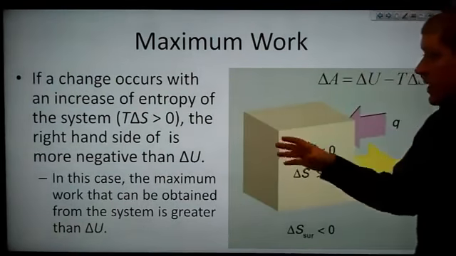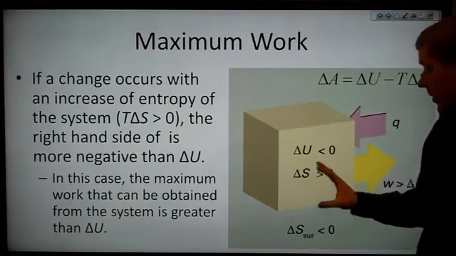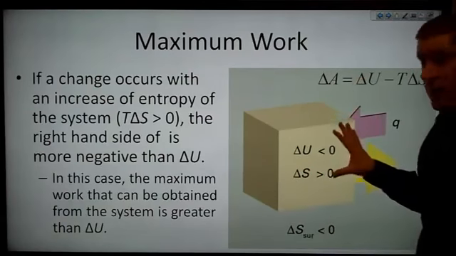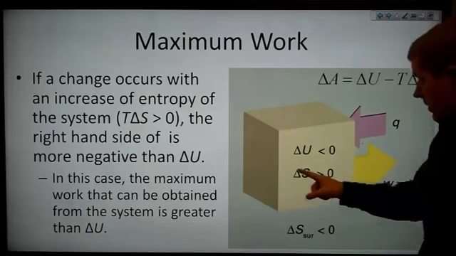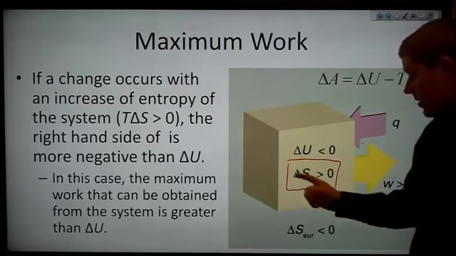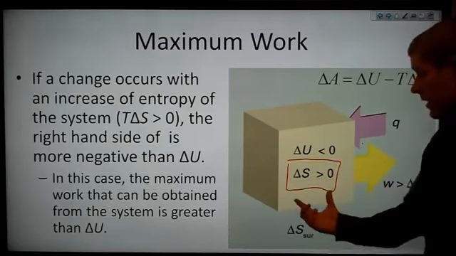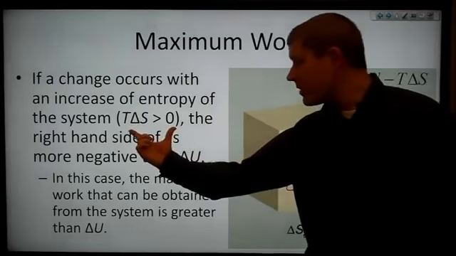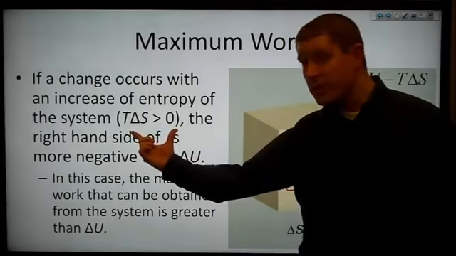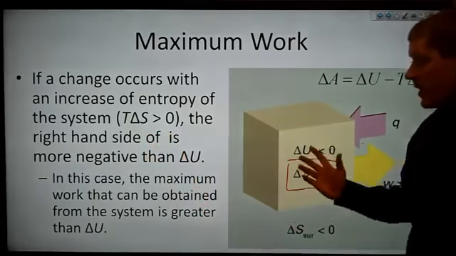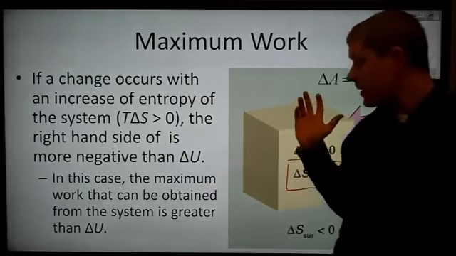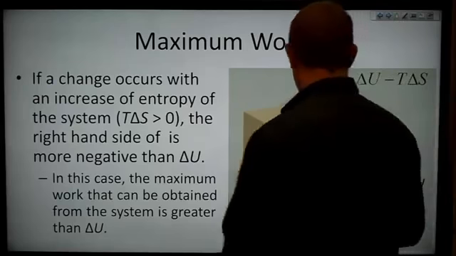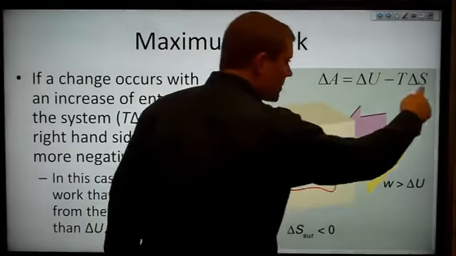If a change occurs with an increase in entropy of the system, so this is different than the last picture that we had. So here the entropy of our system is increasing. It's positive. The delta S is a positive value. So that's what we have here. We have an increase in entropy of the system. Then the right-hand side is more negative than delta U, because we have this equation here.